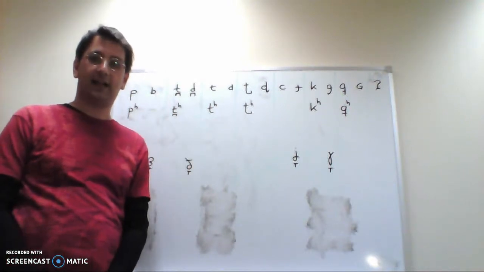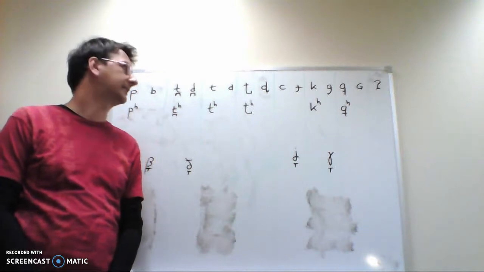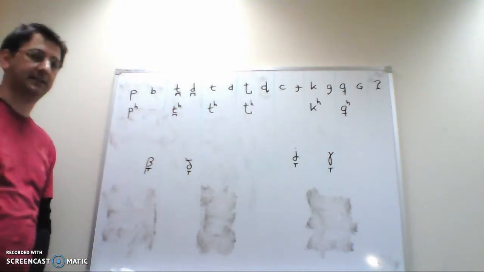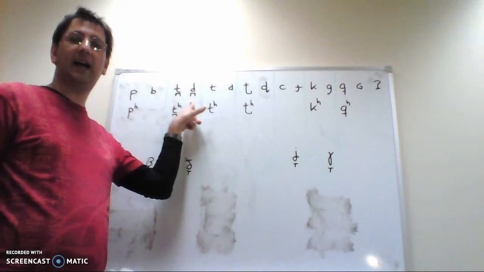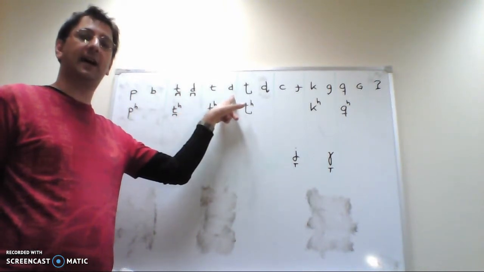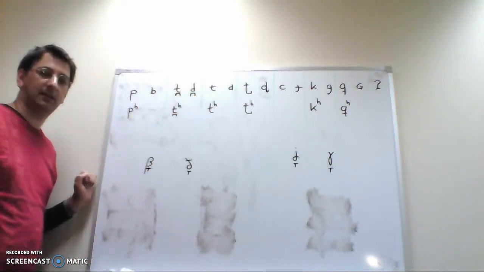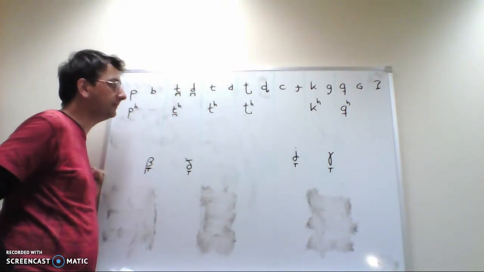Ta, ata, ata, at. Another alveolar. Da, ata, ata, at. Da, ada, ada, ad. Okay, there is a slight difference. You have to pay a lot of attention here. Okay.